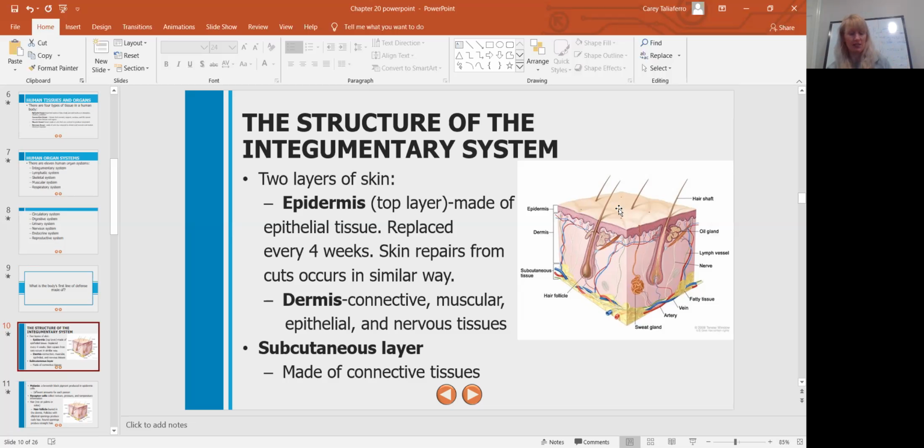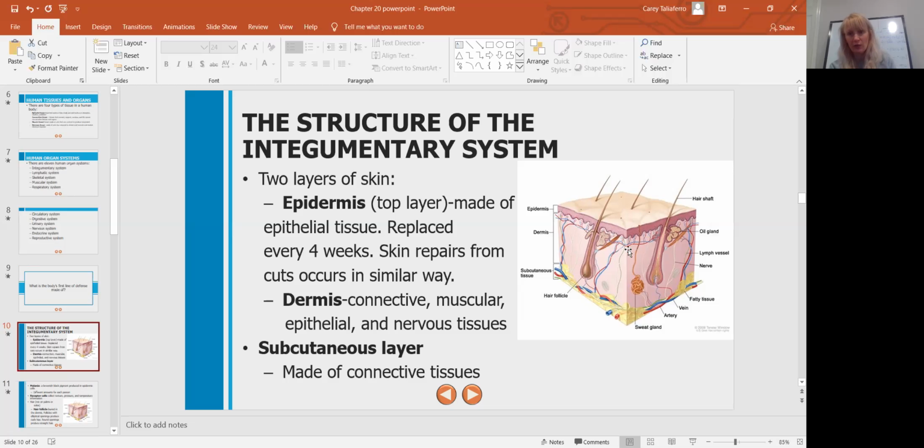The biggest reason is it helps us to repair scrapes and bumps quite quickly. So if you have a little bit of a scrape on your knee, then it doesn't stay there forever. That's because your skin cells are being replaced every 4 weeks. So it's a very quick healing process for most scrapes and cuts.